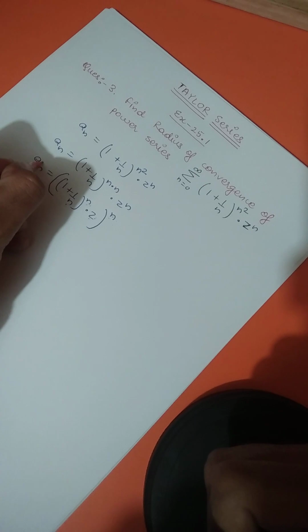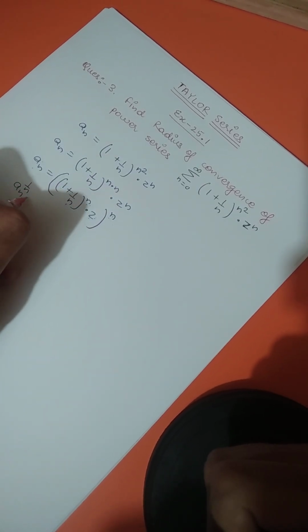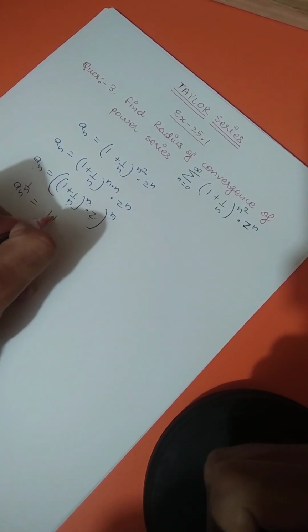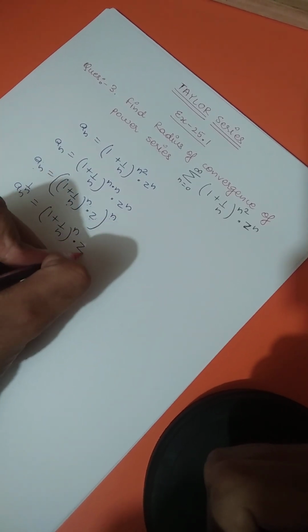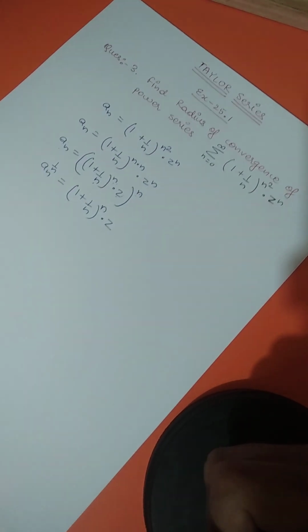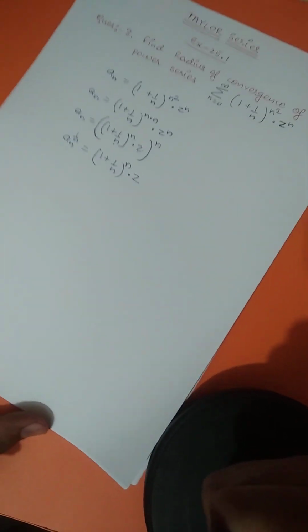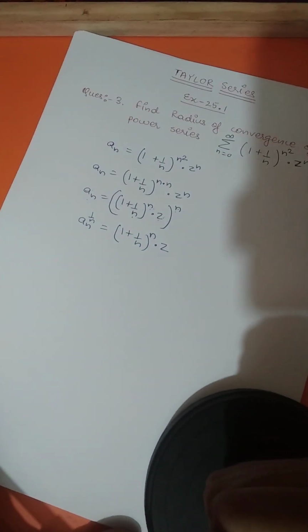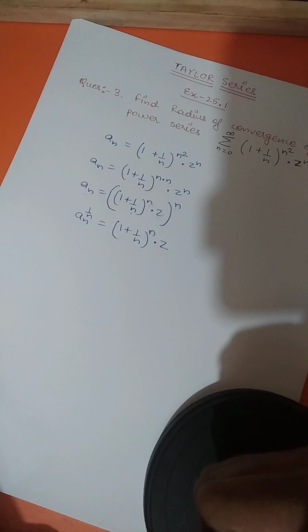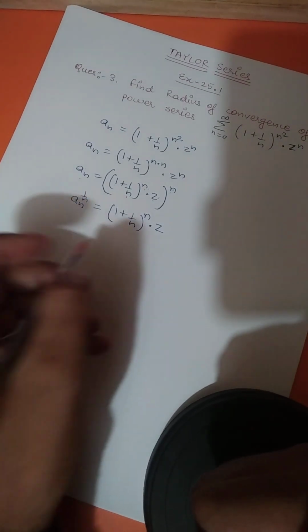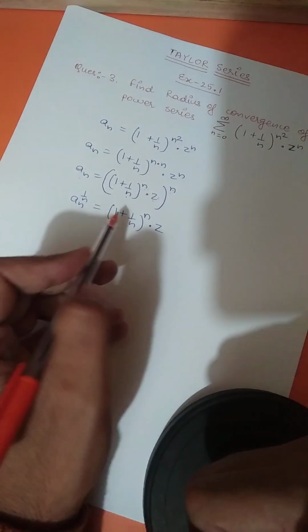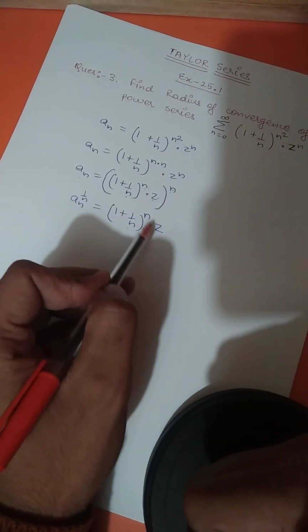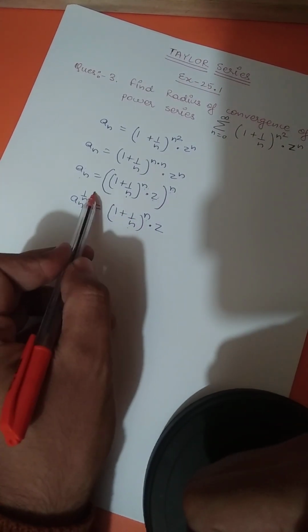So from here we can write a_n power 1 by n. I am taking this n to that side, then a_n power 1 by n is equal to what? (1 plus 1 by n) power n into z. That is the value of a_n. From here we can do one more thing. Just see here that (1 plus 1 by n) power n into z is equal to what? a_n power 1 by n.